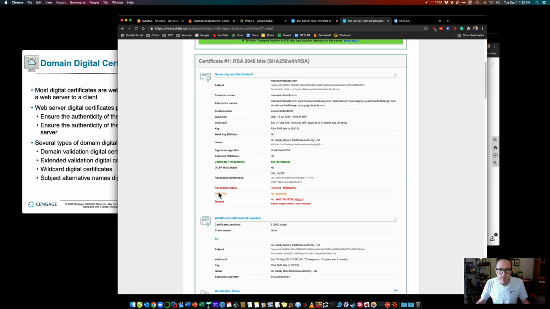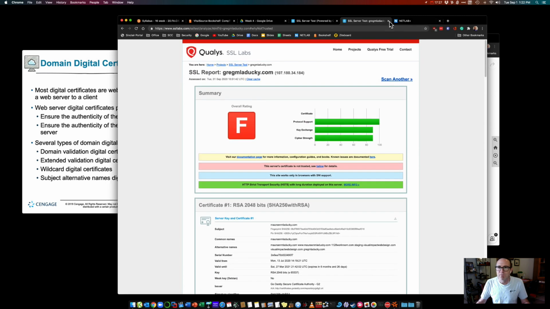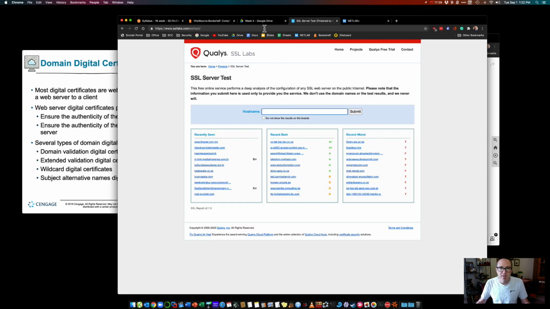So this is definitely not trusted at all. Again, that's a bad one. Again, SSL Labs is a fantastic way to look at and do this.